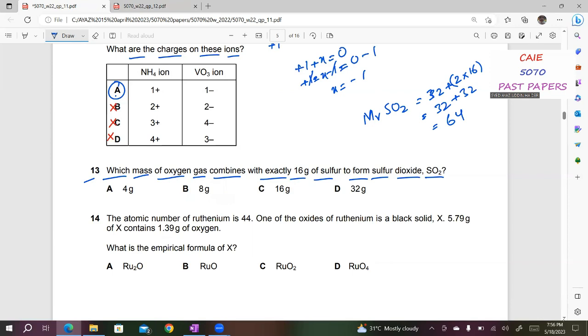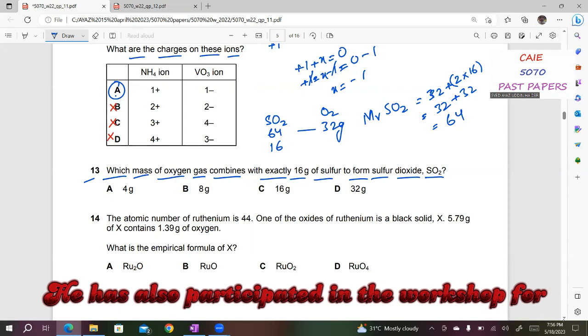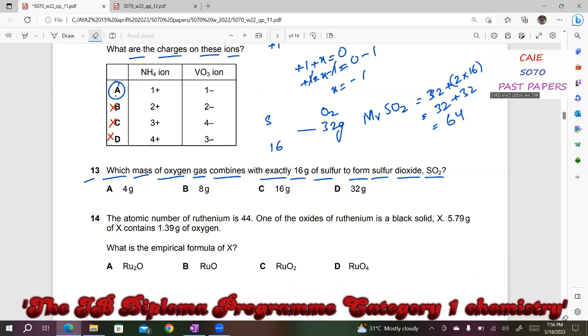So 64 grams of SO2 contains 32 grams of S. Sorry, I will write the grams of S only here. 32 grams of S react with 32 grams of O2, then 16 grams reacts with X. So the answer must be 16 grams. So C is the right answer here.